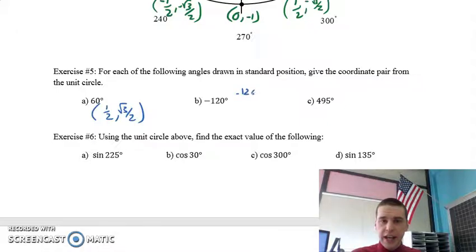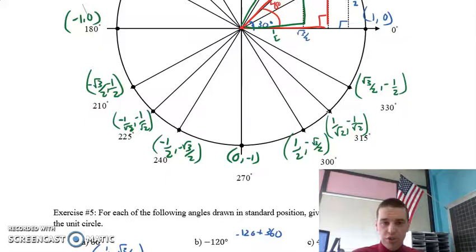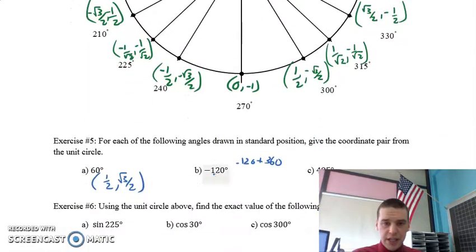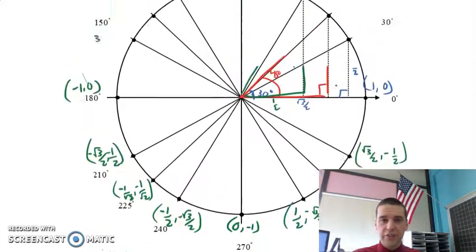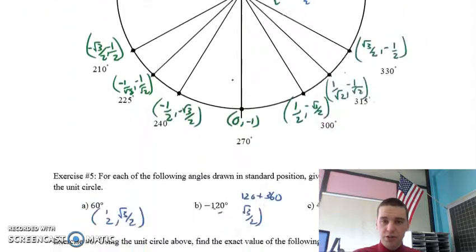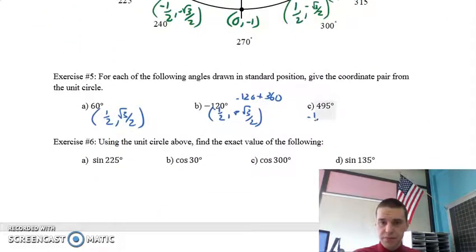Negative 120, you're going to have to add 360 degrees, or just look at the unit circle and go backwards 120 degrees. You're going to be at 240, which must mean negative 1/2 comma negative square root of 3 over 2. Or 495 degrees is all the way around a circle, and then another 135 degrees, so negative 1 over square root of 2 comma 1 over square root of 2. So those are how you're finding the coordinate pairs.